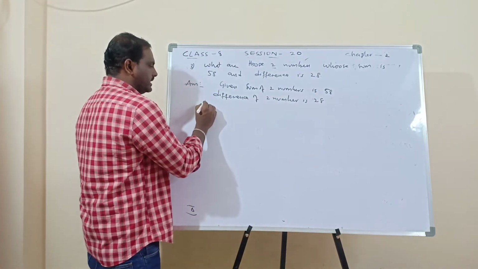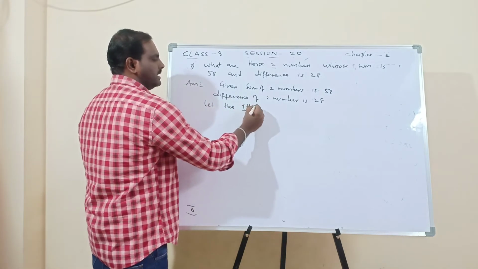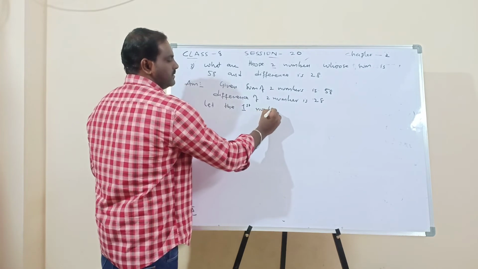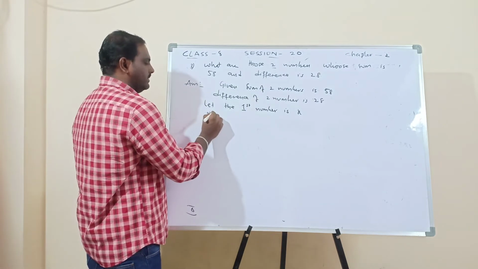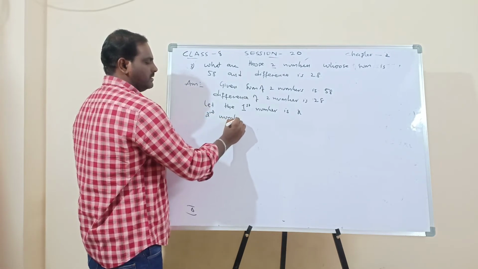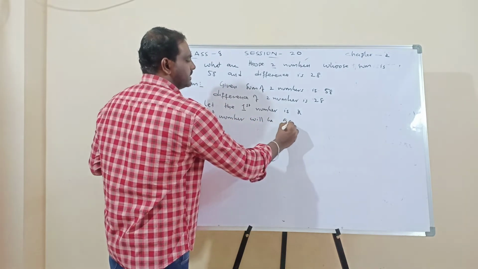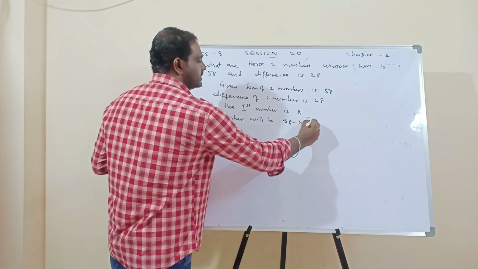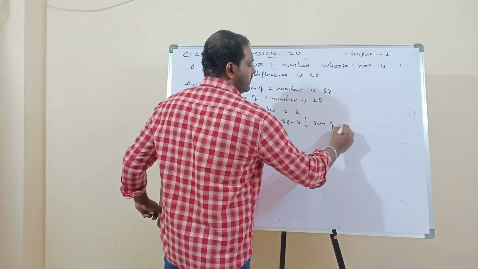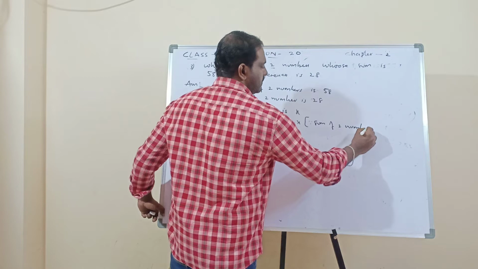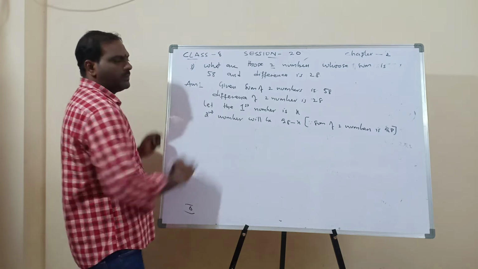Let us see. Let the first number be x. So the second number will be 58 minus x. We have to mention the reason. Since sum of two numbers is 58. Okay, this is the point.